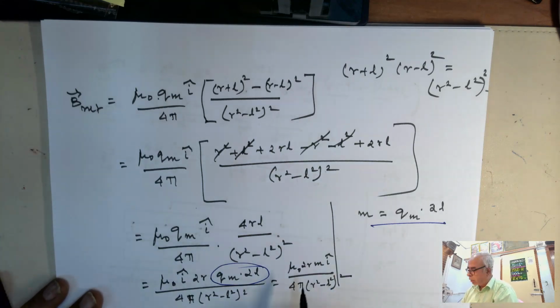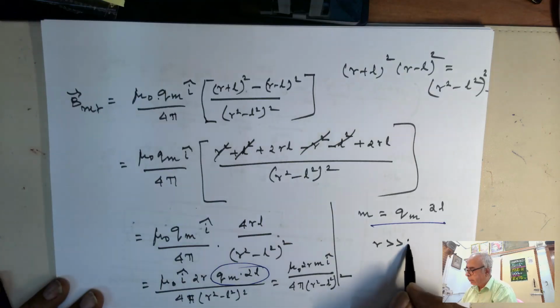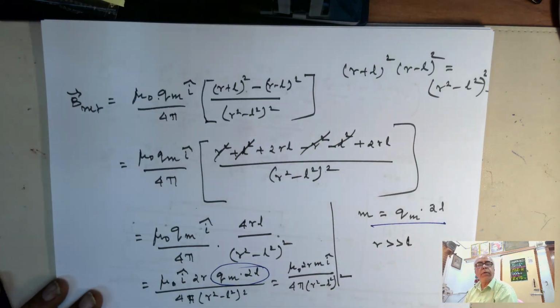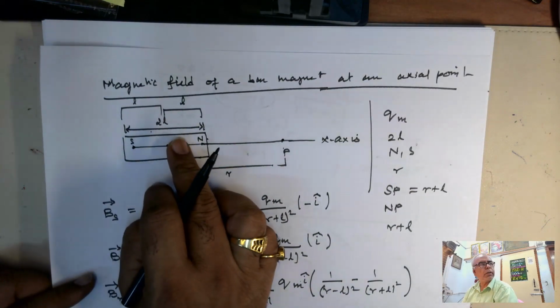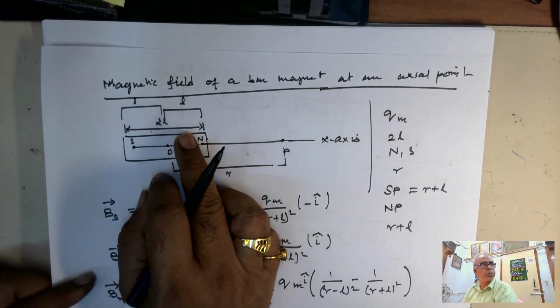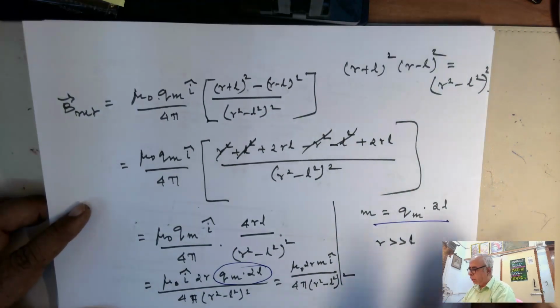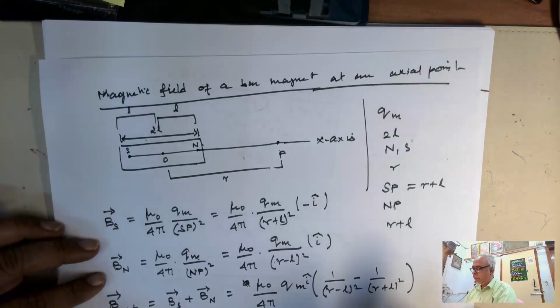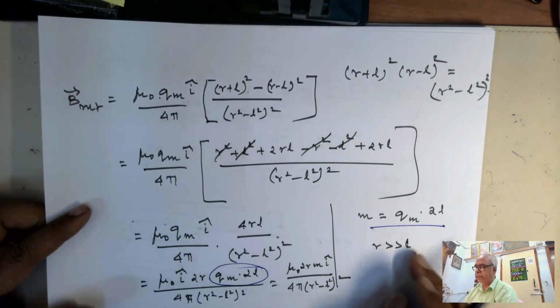Now, when R is much greater than L, because we already discussed this, L is the semi-length, and in the case of dipole, magnetic dipole, it is very, very small compared to the R. Therefore, compared to the R, L is much small, so R is much greater than L.